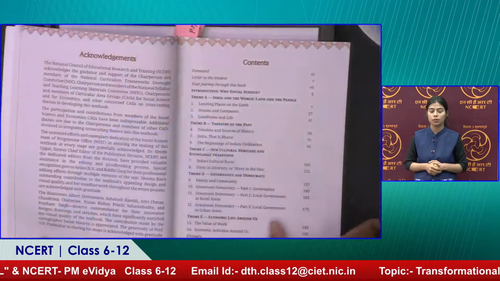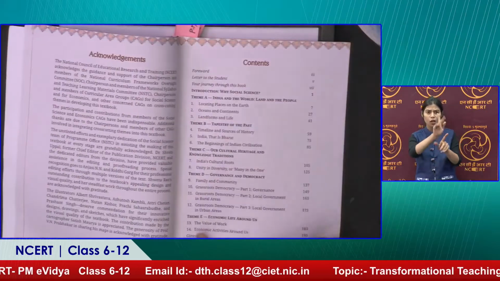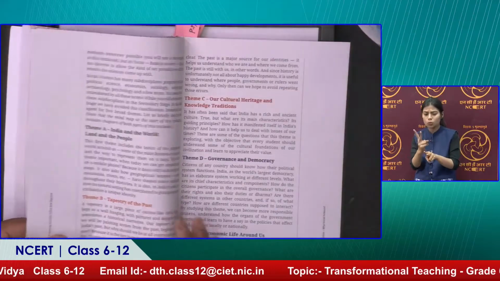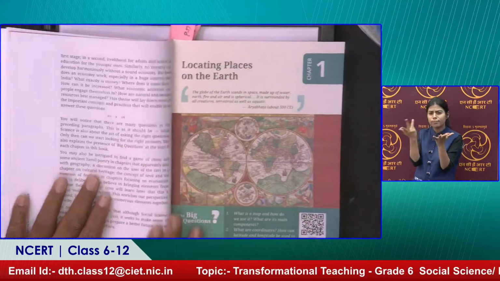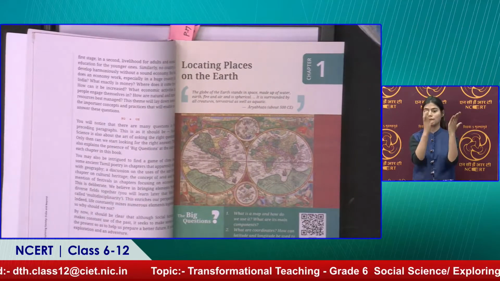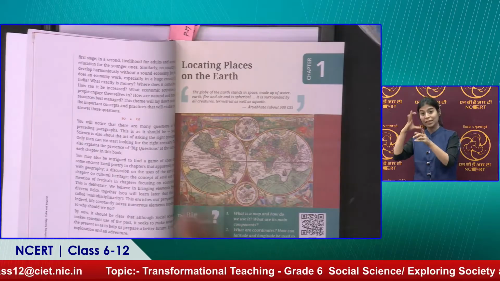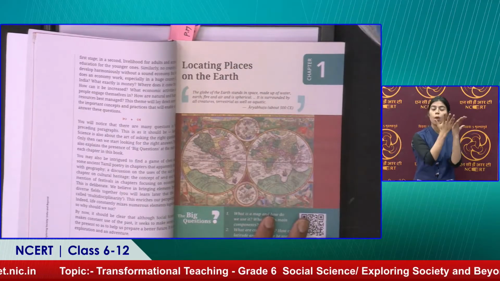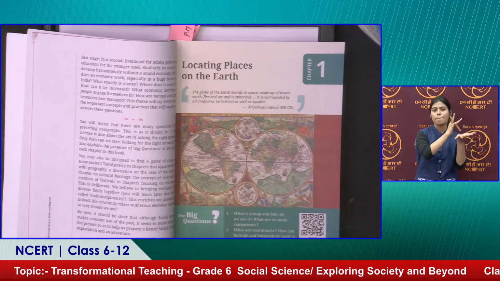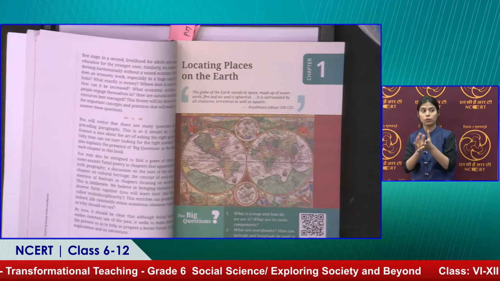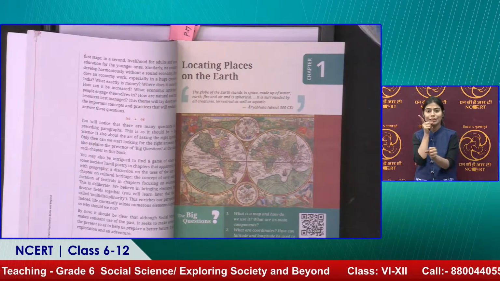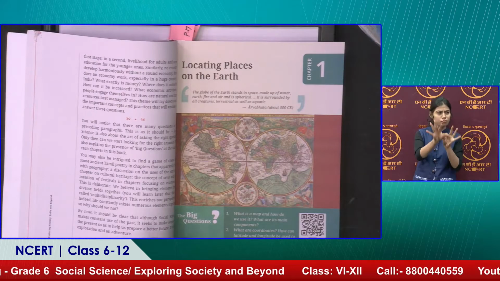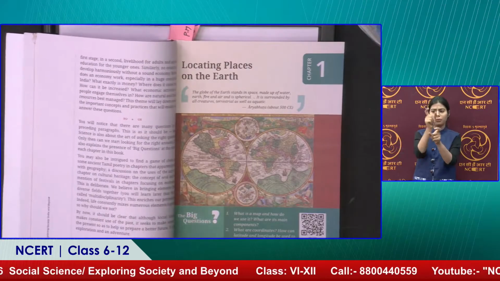Maybe we can show them the front page of each section. Yeah. So if you look at the book itself, this is the first chapter. In each theme there are 2 to 3 chapters. The first chapter is about locating places on the earth. When you look at the geographical features, my important suggestion for students and teachers is that when you are using these chapters relating to land and people, please use a globe actually.